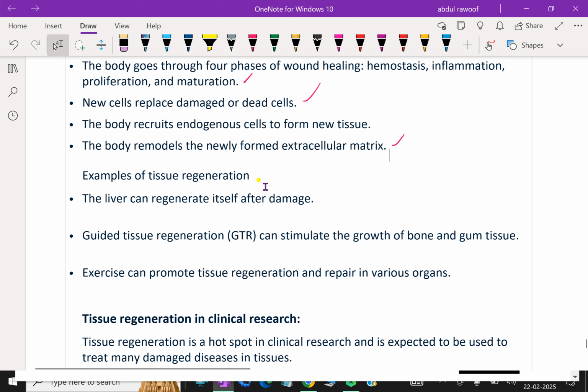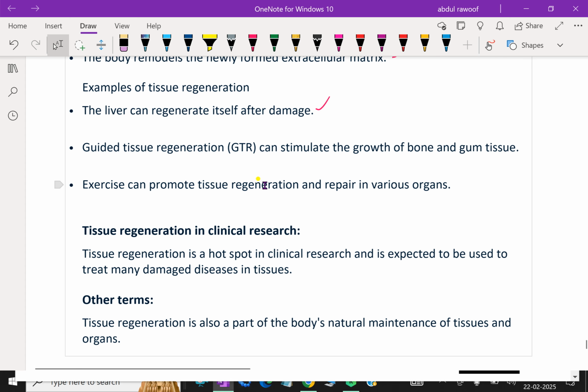Example of tissue regeneration: the liver can regenerate itself after damage. Guided tissue regeneration (GTR) can stimulate the growth of bone and gum tissues. Exercise can promote tissue regeneration and repair in various organs.